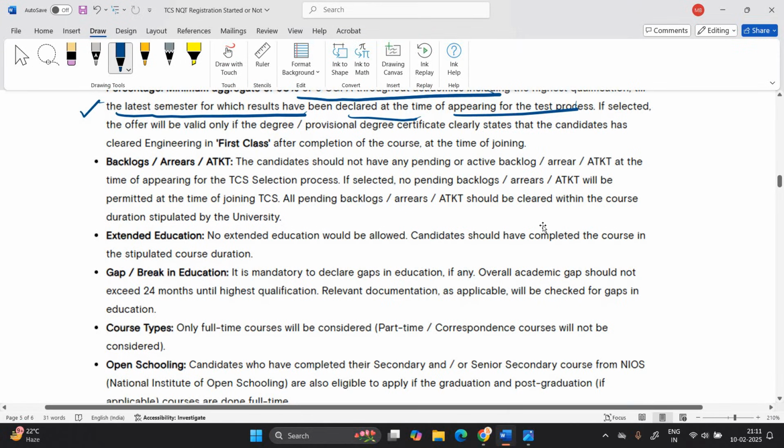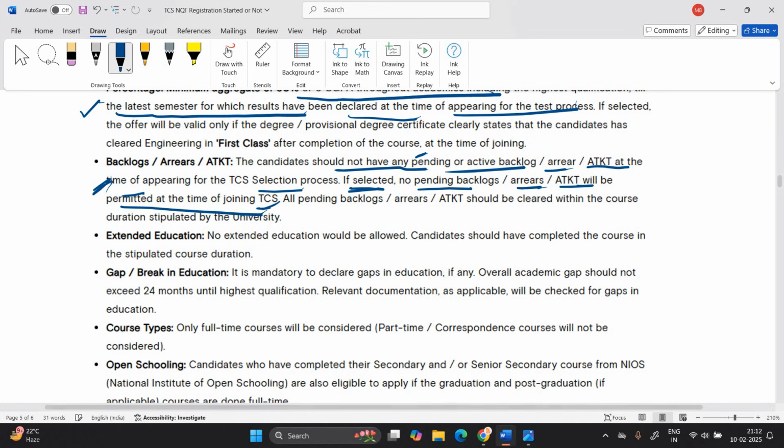They clearly mention backlogs: the candidate should not have any pending or active backlog. Pending or active backlog should not be there, no arrear or ATKT at the time of appearing for the TCS selection process. If selected, no pending backlog, arrear or ATKT will be permitted at the time of joining TCS. So before joining TCS, you have to finish all pending backlogs and arrears. It should be cleared within the course duration stipulated by the university.